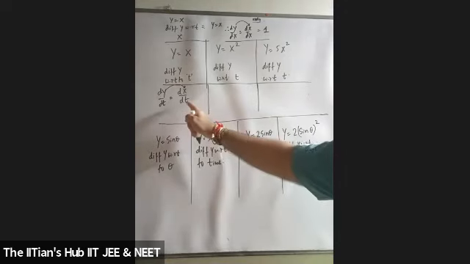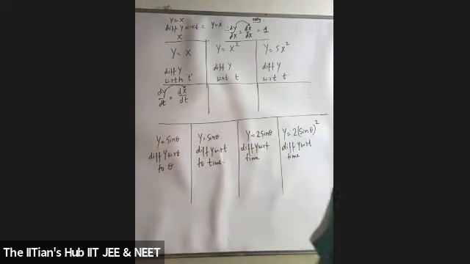Gauri, any confusion over here? What is your answer? What did you do here? Tell me. Sir, I got that step. After that, I wrote further that x and then bracket dx by dt.